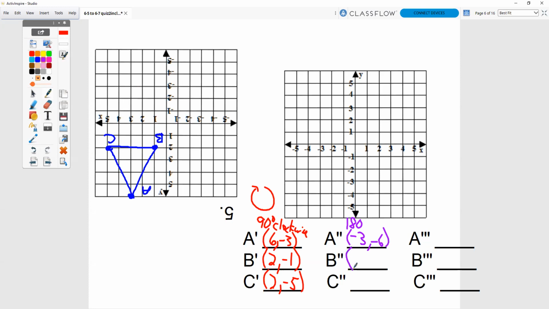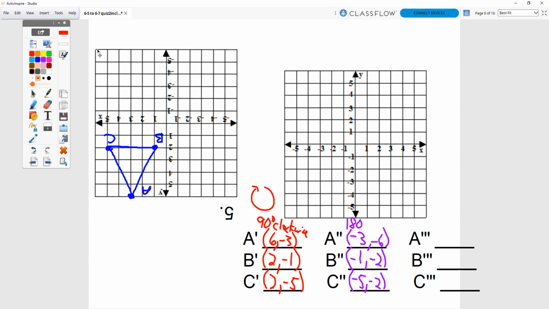B looks like it is over to 1, down to 2. It's not over to 1, it's over to -1 because it's to the left, and it's down to -2 because anytime we go down, down is negative. C looks like it's at 5, 2. It's not at 5, 2. We're going to the left, so that's the -5. Then we're going down, so that's -2.